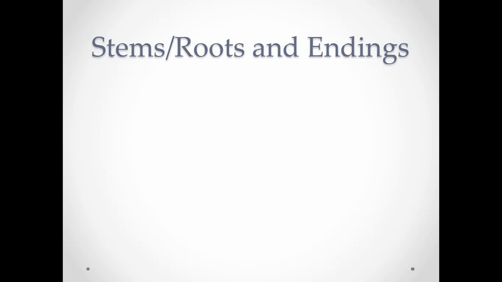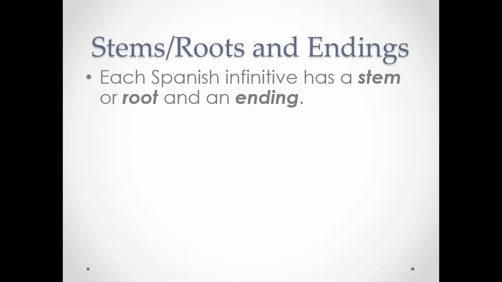Okay, so verbs have two parts, a stem and an ending. And there's two ways to refer to the stem. You could call it a stem or you could call it a root. So each Spanish infinitive has a stem or root and an ending. Again, I'm sorry if this is confusing, but there's just two ways to refer to the first part of the verb, the stem or the root.